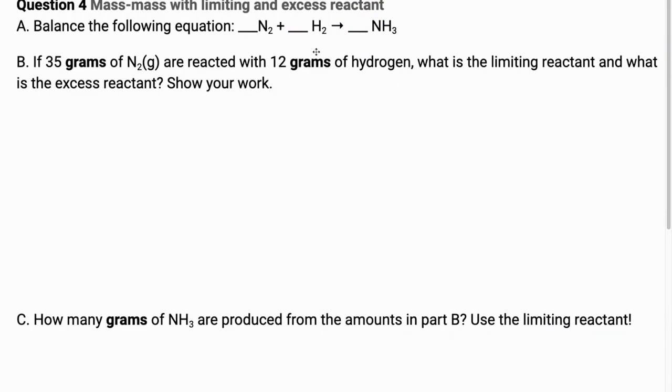As you know, we've been doing limiting and excess reactants. The limiting reactant is the reactant that's all used up. The excess reactant, not all is used up. We use some of it, and then there's some left over. All right, so let's do this problem.